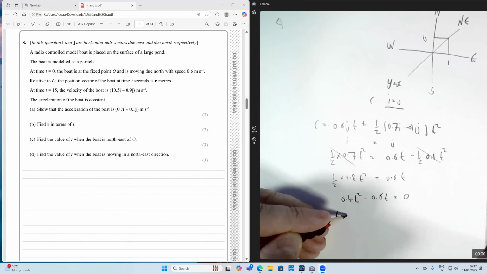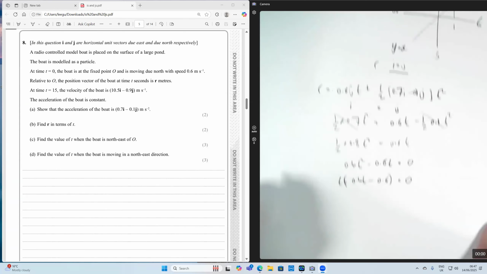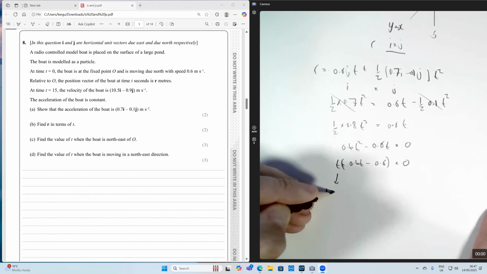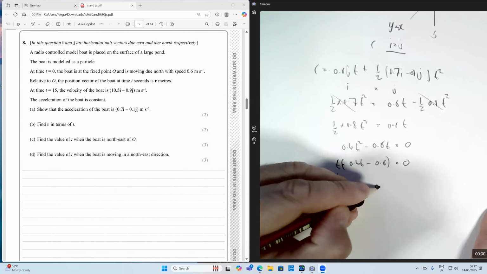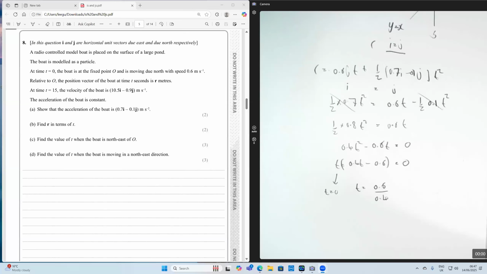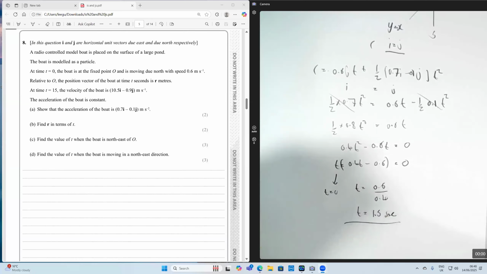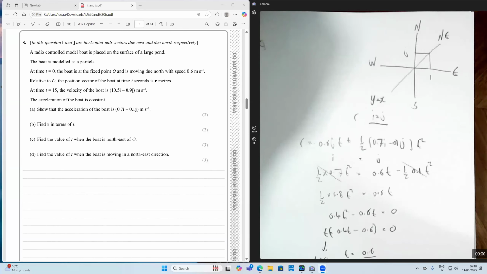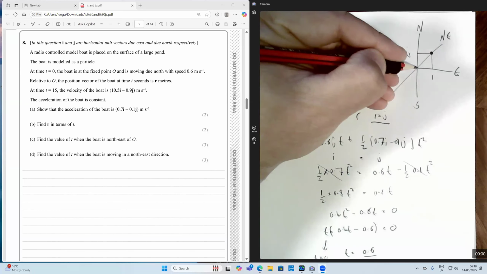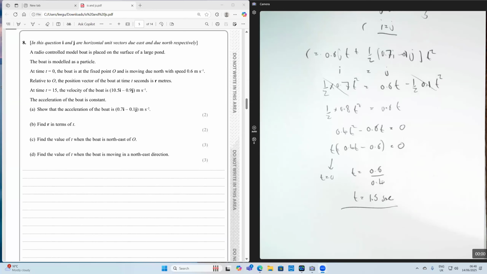So t is equal to, well, let's factorize it out. So we've got 0.4t minus 0.6 equals 0. And that means either t is equal to 0 or t is equal to 0.6 divided by 0.4 when we rearrange that. And 0.6 divided by 0.4 is t equals 1.5. So we find that the radio controlled boat is located northeast of O at the time t equals 1.5 seconds. And that's the 3 marks done there for part C.